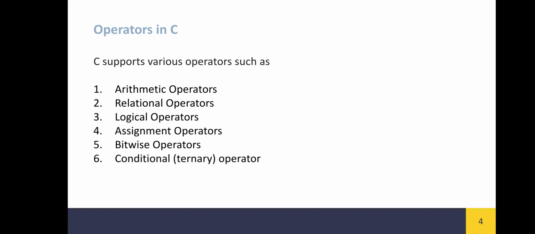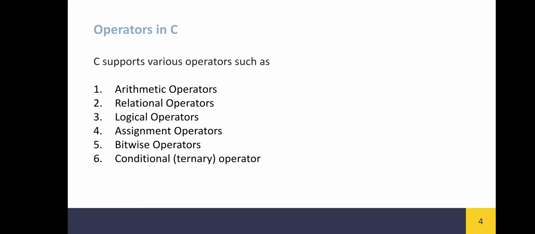For example, addition adds two operands. Subtraction subtracts the second operand from the first operand. Multiplication multiplies two operands. Division divides the first operand by the second operand. Modulus retains the remainder after division. Increment, plus plus, increases the value of the operand by 1. Decrement, minus minus, decreases the value of the operand by 1.